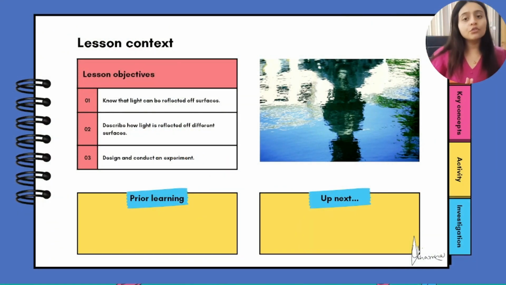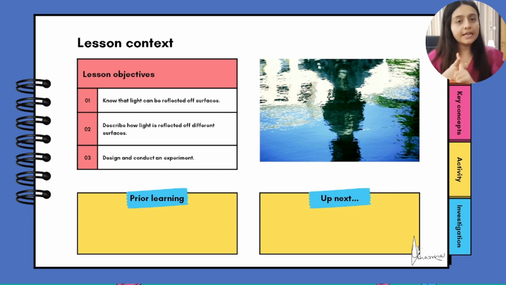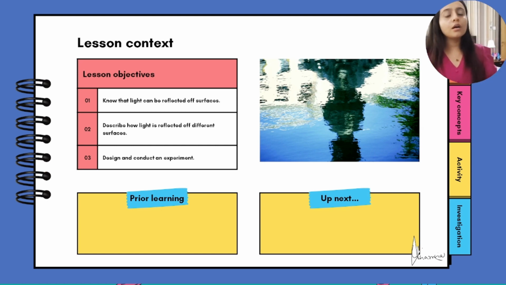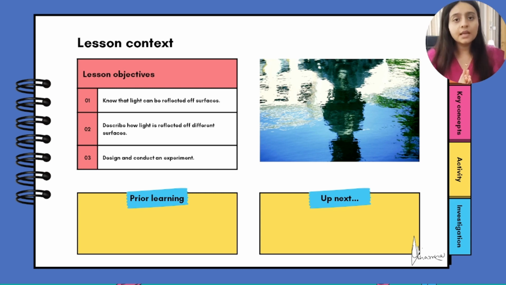Alright students, in this chapter, light, shadows and reflection, we have completed the light section, the shadow section, and the reflection of light section too. So we have learnt about the three kinds of materials that show different effects when light is transmitted through them: the transparent materials, the translucent materials, and the opaque materials. Now the chapter is almost complete.